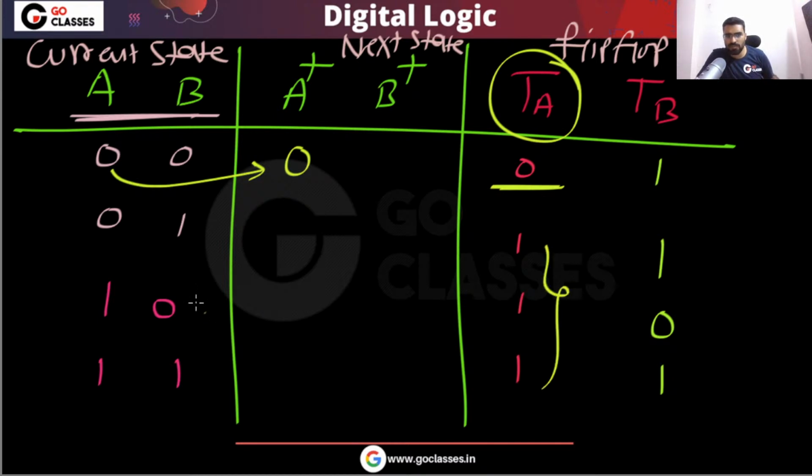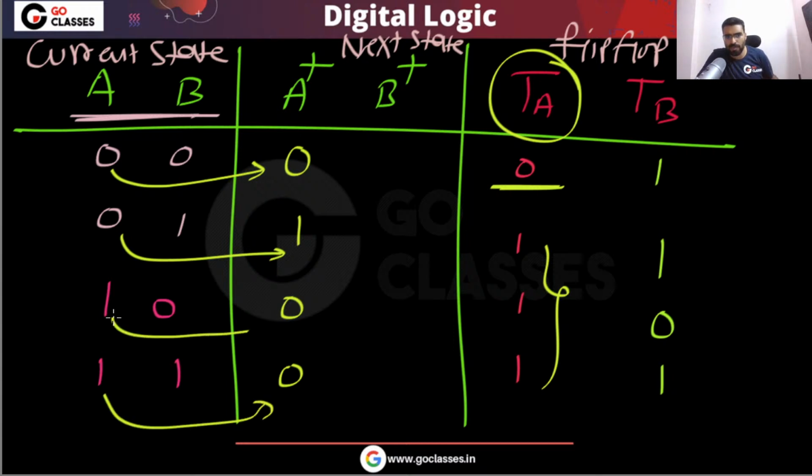And here TA is 1. So the next state of this flip-flop will toggle. It will become the complement of the present state. Next state will be the complement of the present state.